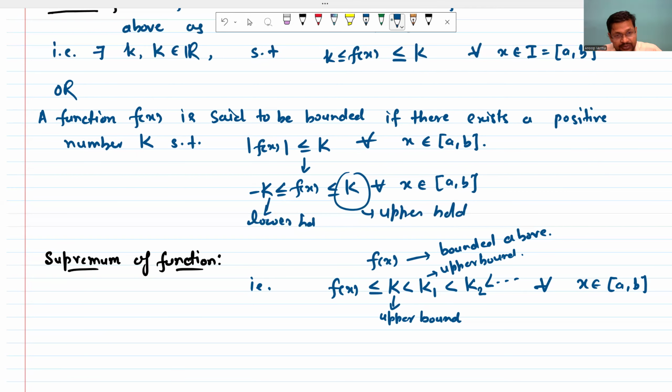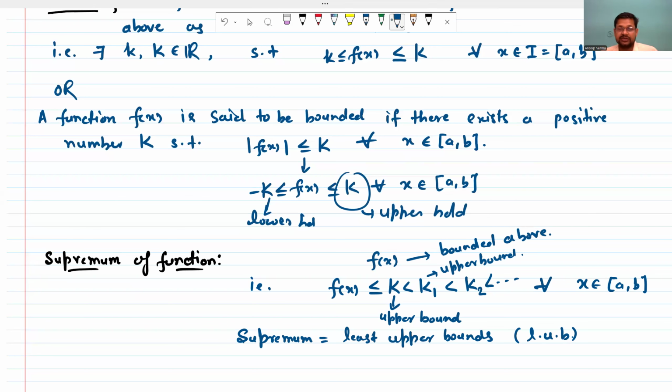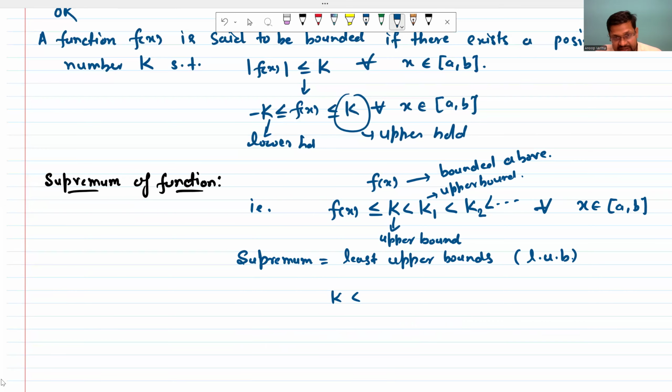ओके, सो अगर हम कहें सुप्रीमम की अगर हम बात करें, सुप्रीमम that is called least upper bound, है ना, या फिर सॉर्ट में इसको LUB भी कहते हैं शार्ट में। So if I am saying that these are K1, K is less than K1 is less than K2 is less than K3 and so on, तो इसमें लीस्ट कौन सा है? अगर हम कह रहे हैं कि ये सारे अपर बाउंड्स हैं उन सब में से लीस्ट है तो कैपिटल K, तो this is called supremum here.